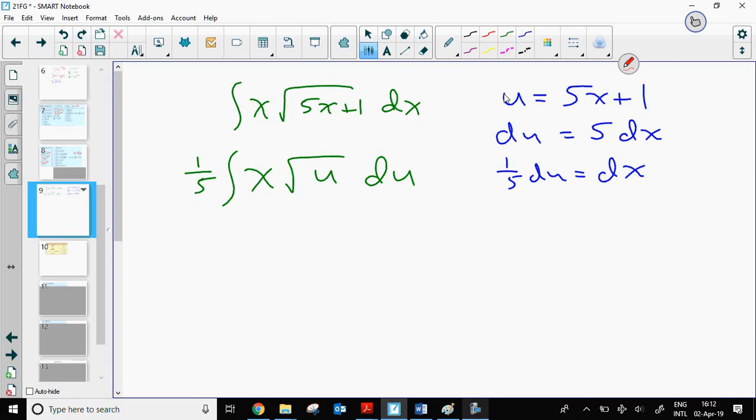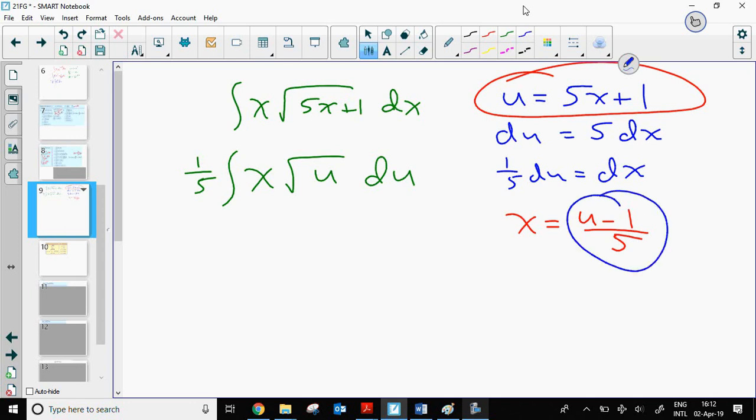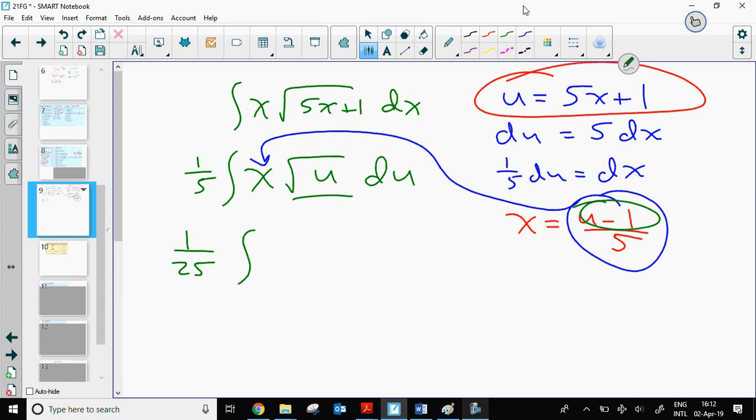Well, the key is actually right over here, because if u is equal to 5x plus 1, that means that x is equal to (u minus 1) divided by 5. So I just perform that substitution, and I put this in right there. Now I'm dividing by 5 already from the integral, and then I have another division by 5 in this substitution. So I'll write 1/25 integral of, now this will be (u minus 1) multiplied by u to the 1/2. So that's going to be u to the 3/2 minus u to the 1/2 du.